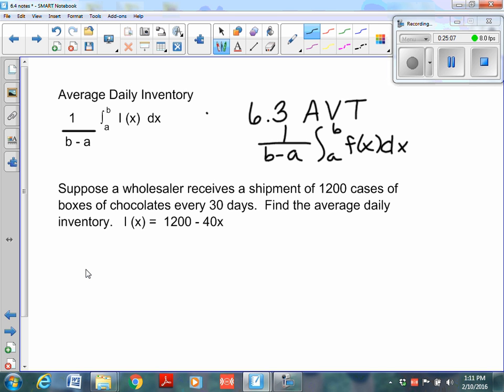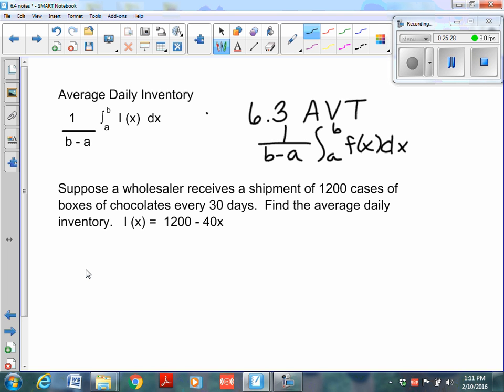They're just showing you that this is a business application. If you're going to be a business major, you have to take calculus. It's called a short course calc. And this would be in the business book for calculus. What's the average daily inventory of whatever their concept is? And here's the story problem.